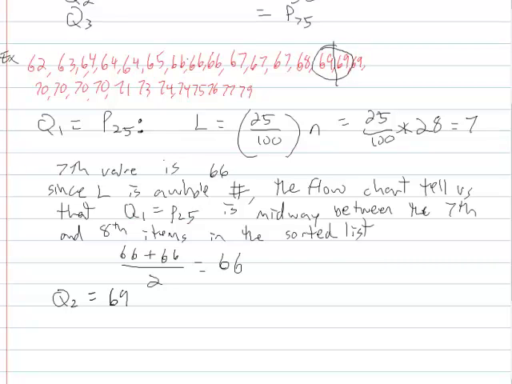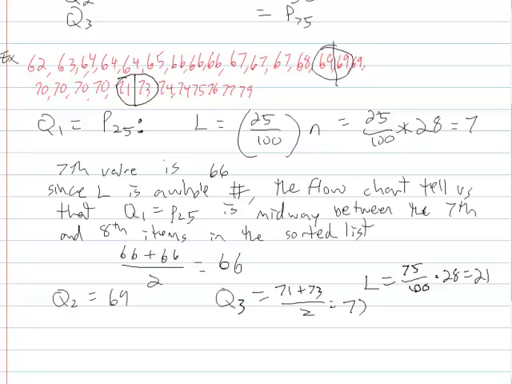And then Q3. Again, we take 75 over 100 times 28, which ends up being 21. So we look at the 21st value: 14, 15, 16, 17, 18, 19, 20, 21. The 21st value is 71. According to the flowchart, since L, which is 75 over 100 times 28, happens to be a whole number, we take the value midway between that one and the next one. So midway between 71 and 73, we get 72. So we see that Q3 is not actually one of our values.